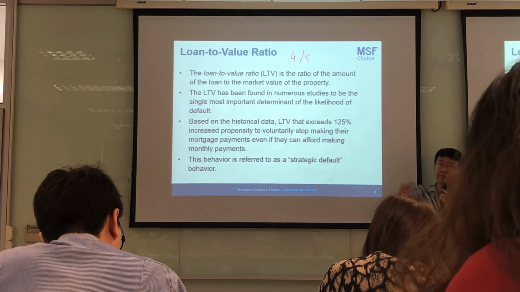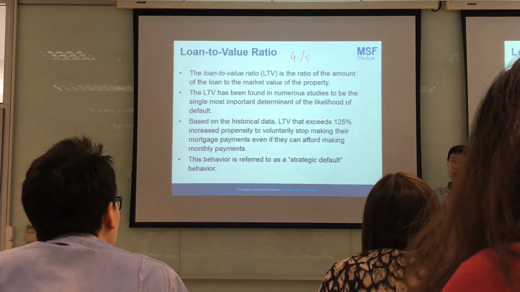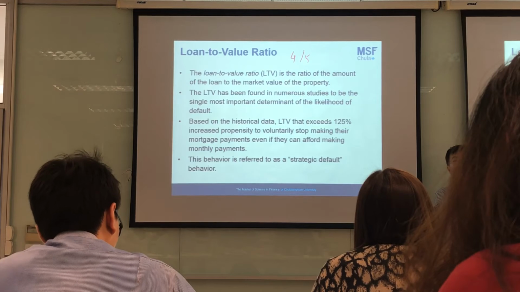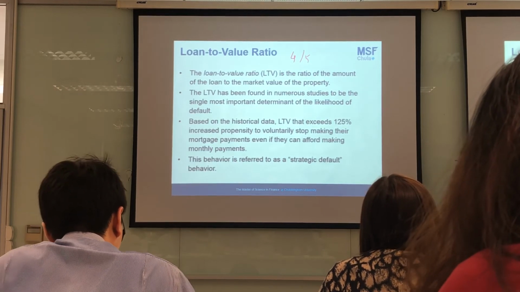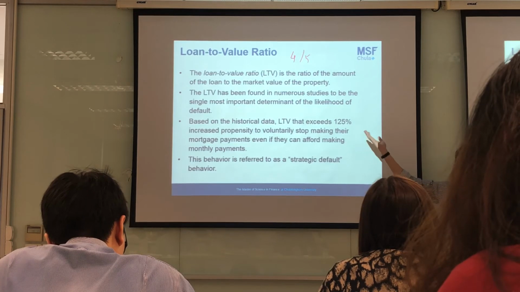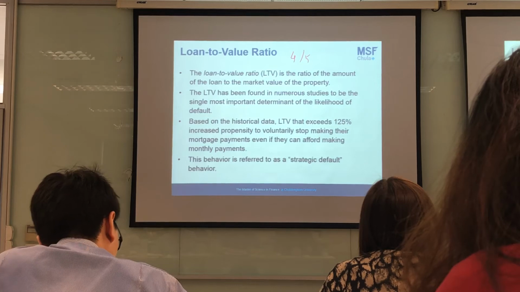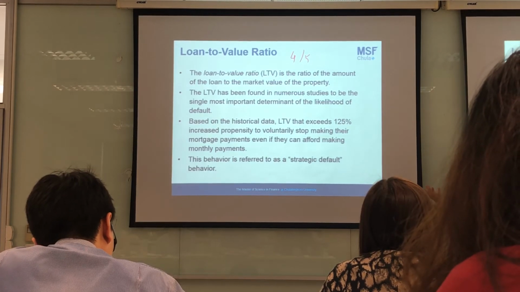Actually, there are so many reasons for the subprime crisis in the US. One reason is borrowers don't want to pay the home loan anymore because the housing price decreased. Housing price decreased, LTV increased. Why would I want to pay the loan? Because the value of the house is lower than the value of the loan.